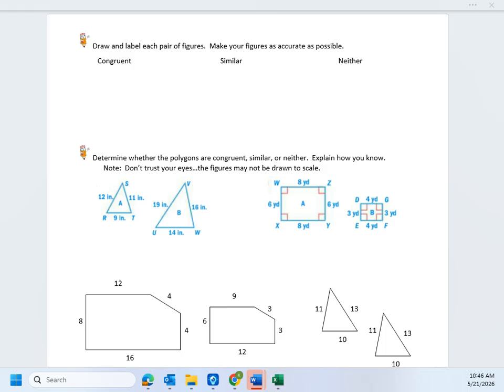If they're congruent, prove it with your labels. If they are similar, prove it with your labels. Make sure all the sides are proportionate. And if they are neither, prove it with different labels. Make sure they're not proportionate.